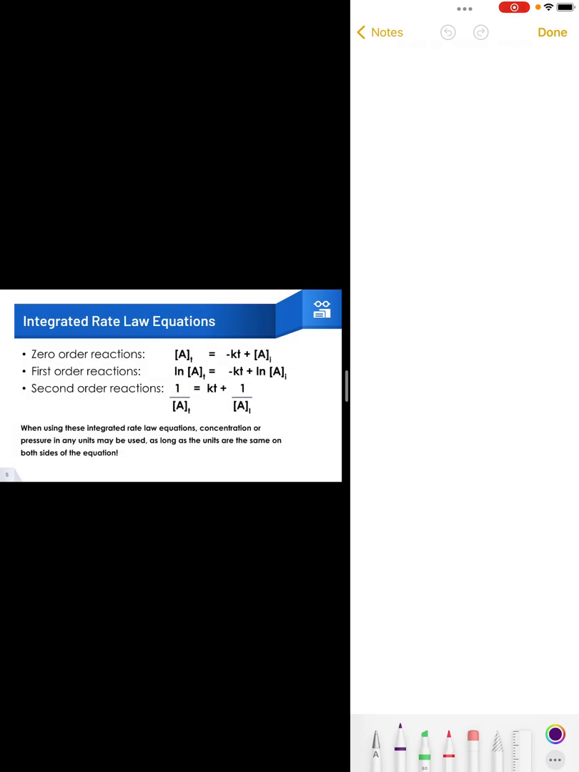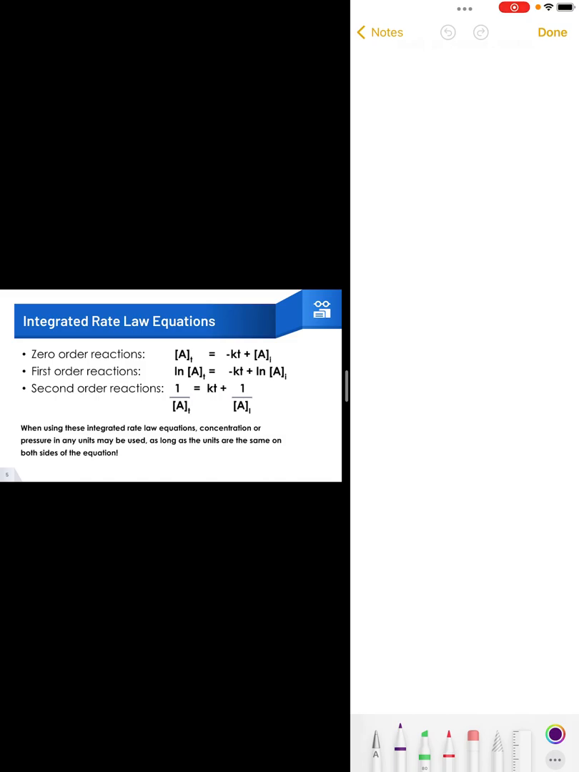The new equations that you're getting today are called the integrated rate law equations. It's really similar to what we did last time. You're just figuring out which type of equation to use. Here are the three that you're going to see. We have zero order, first order, and second order reactions. Depending on what order of the reaction, you will use whichever equation it matches with.